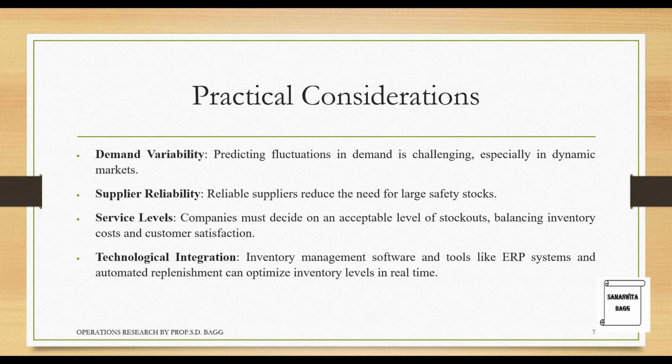Technological integration: inventory management software and tools like ERP systems and automated replenishment can optimize inventory levels in real time. So you can make use of software like the ERP system. There is software called SAP, which is used in companies for managing the inventory. So you know how much raw material is there with you, what the situation of the shop floor is, that is how much finished goods are there, how much material is in process, what the lead time is, when you have to order, what the reorder point is. All these things can be maintained in that software. ERP stands for enterprise resource planning. So SAP is actually a part of ERP.